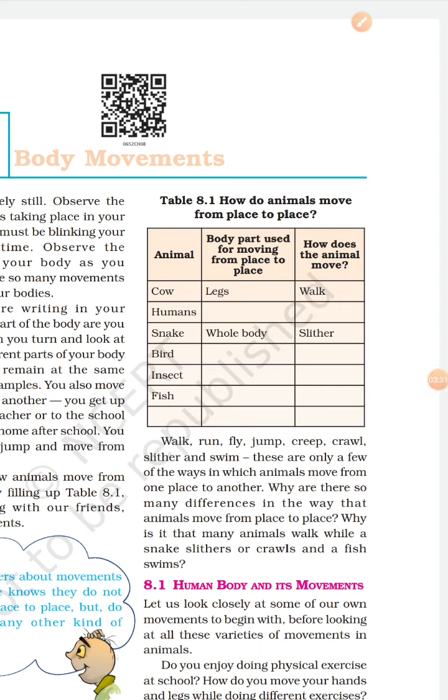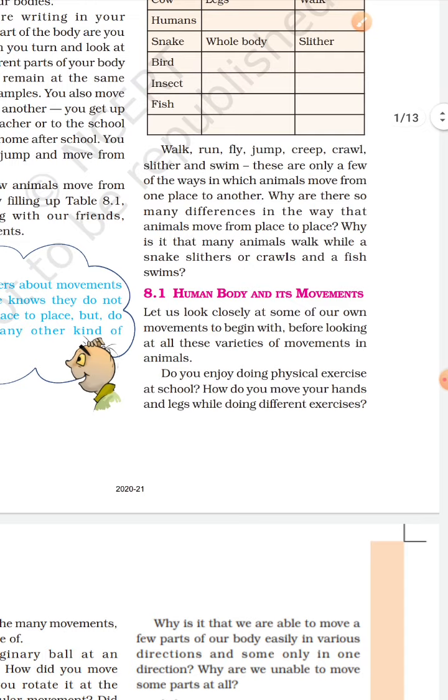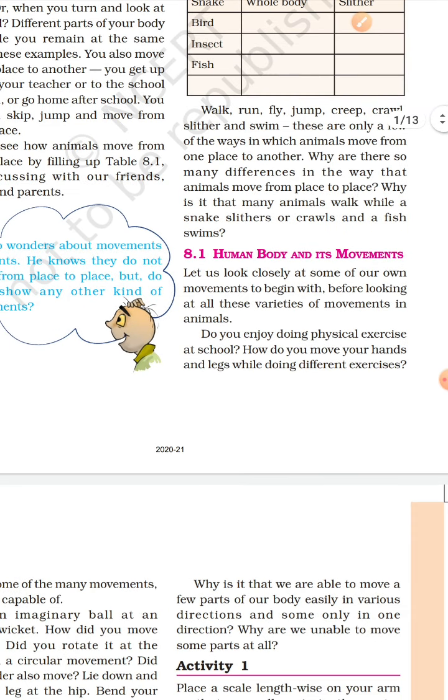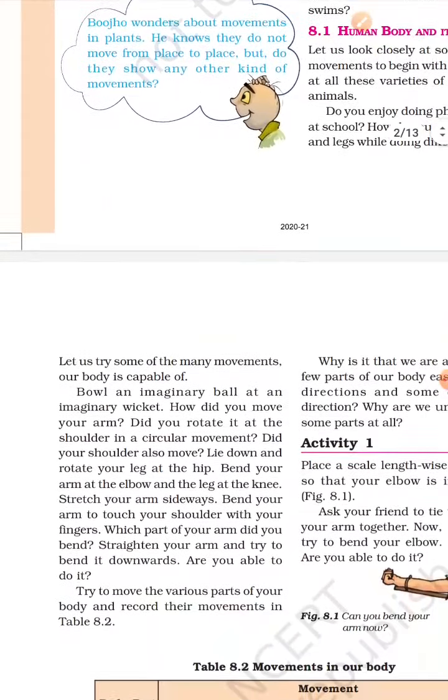Got it, dear students? So there are some animals, but we know that there are a number of animals. We discussed only six types of animals, their body parts, and how they move. This is an important thing. Now the second topic we have, dear students, is human body and its movements. As we discussed the movements of different kinds of animals, now we discuss the human body and its movements.